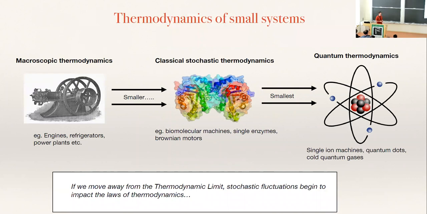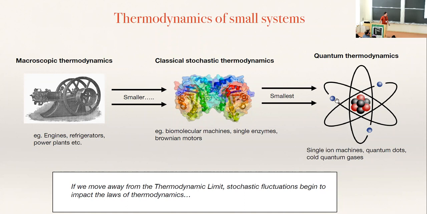Of course we're familiar with macroscopic thermodynamics as a theory that describes our everyday experience of many particles interacting and how these govern heat flow and irreversibility. But we can also think about systems that are a lot smaller. If we think of things like biomolecular motors, single enzymes, Brownian motors, then we can talk about the thermodynamics of these, which falls under the umbrella of classical stochastic thermodynamics. So they're still classical systems. But we can go even smaller than that and think about individual ions, atoms, and electrons that interact with an environment. And we can talk about the thermodynamic laws in these systems.